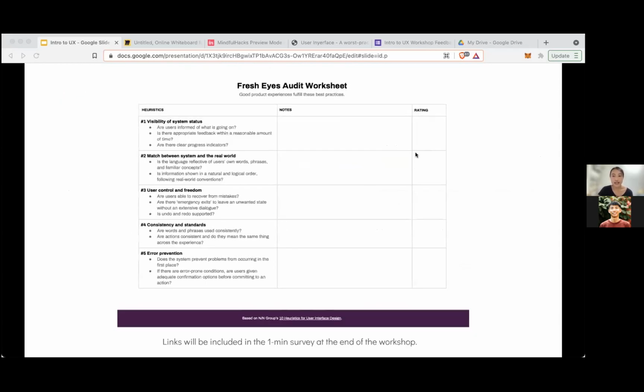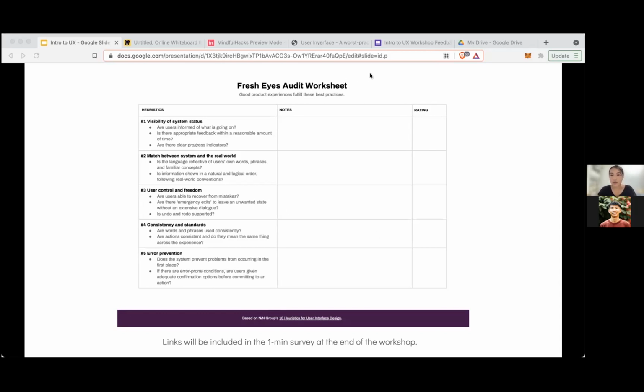So this is a Fresh Eye audit worksheet. It's from the Slack design team. They created this worksheet to help people assess their product based on the Bible of UI UX, the 10 rules of UI UX. I will also include this table at the end of the sheet that I will provide.